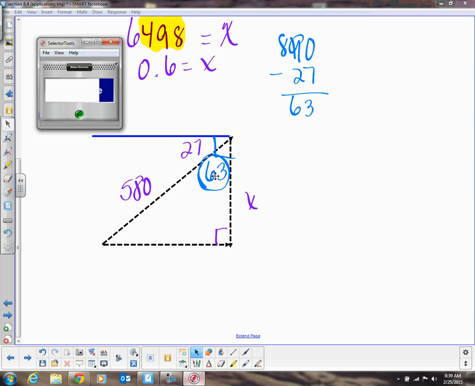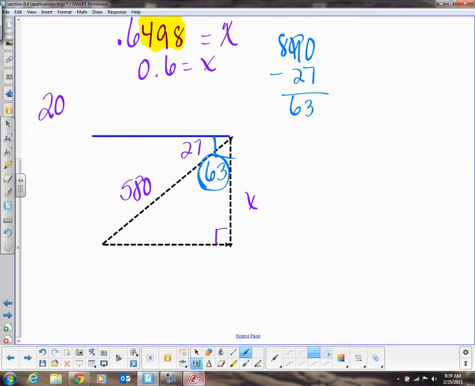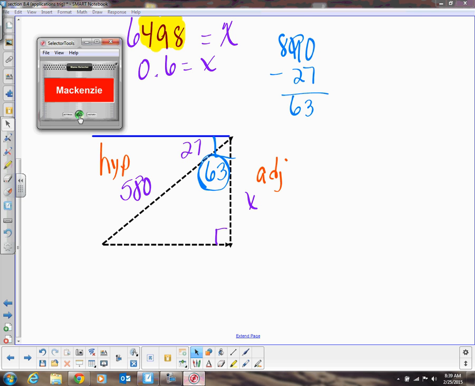Notice she didn't put 27 there. Mackenzie, with respect to 63, what is 580? You could have done it the other way, but I thought this was quite interesting. It is the hypotenuse. So with respect to 63, what does that make x? Excellent. All right. So now what trig function are we going to set up?